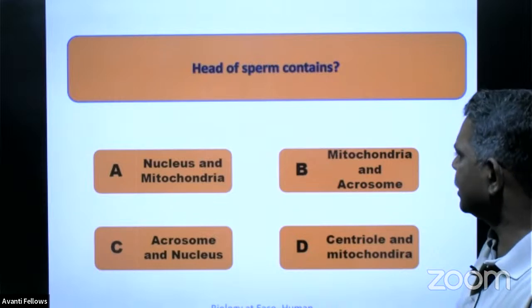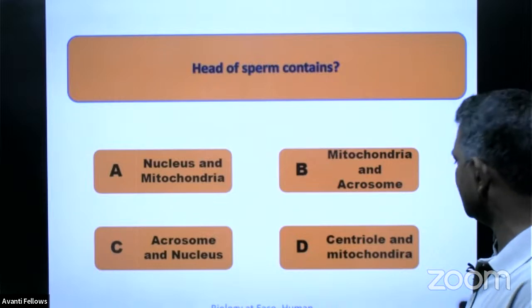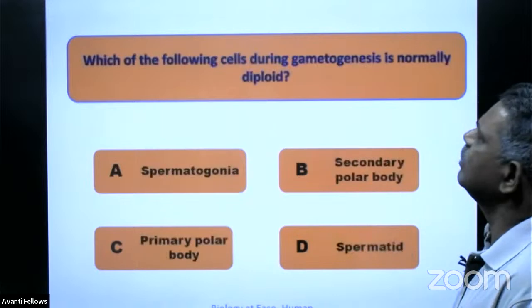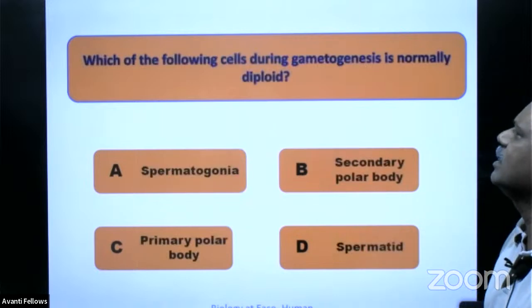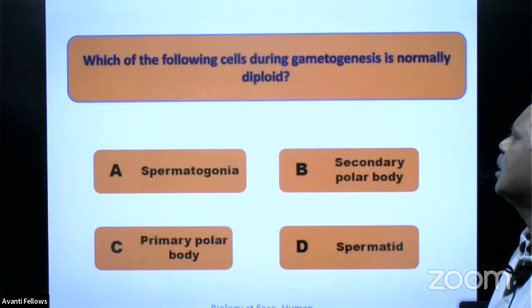Find out the correct answer, A, B, C, or D. Next, we will move to another question. Which of the following cells during gametogenesis is normally diploid?